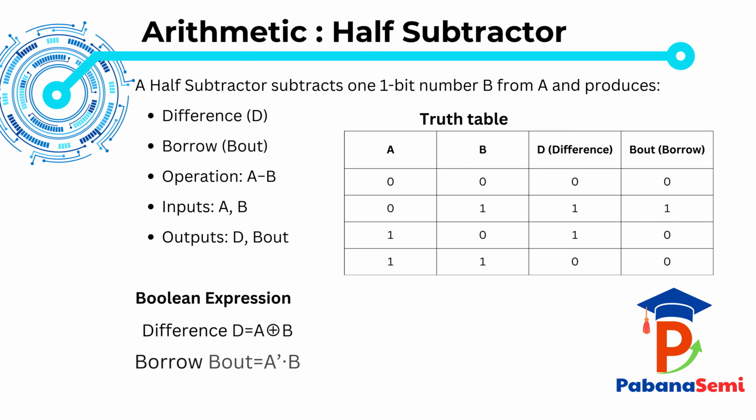Let's look at the half subtractor. A half subtractor performs one-bit subtraction. It subtracts b from a, so the operation is a minus b. It produces two outputs, the difference, labeled D, and the borrow, labeled Bout. From the truth table, the difference is 1 whenever a and b are different, and 0 when they are the same.